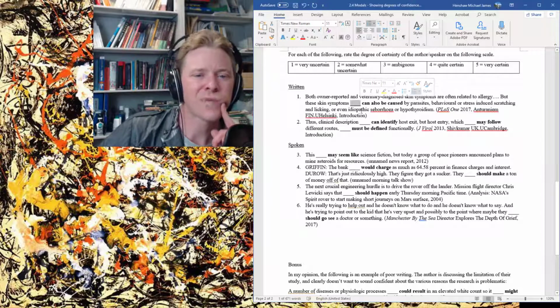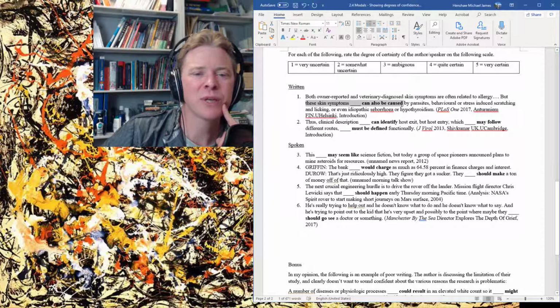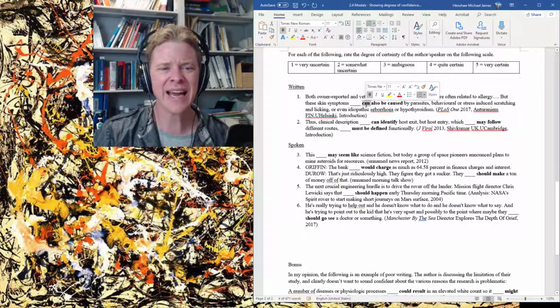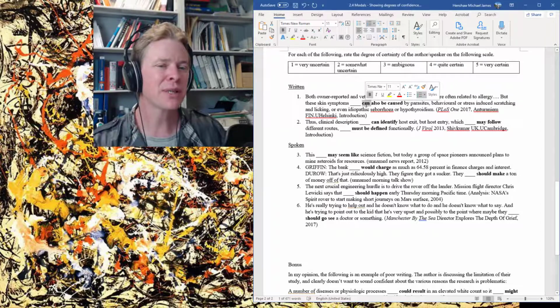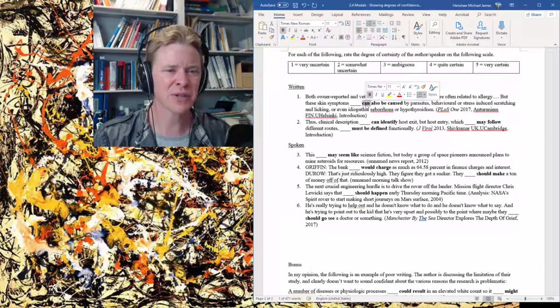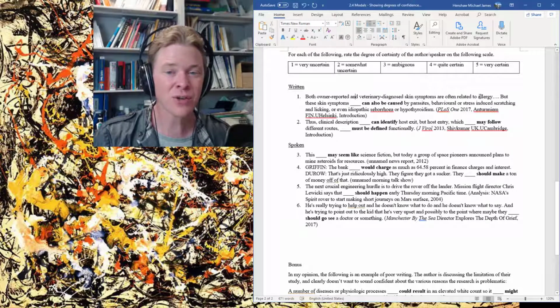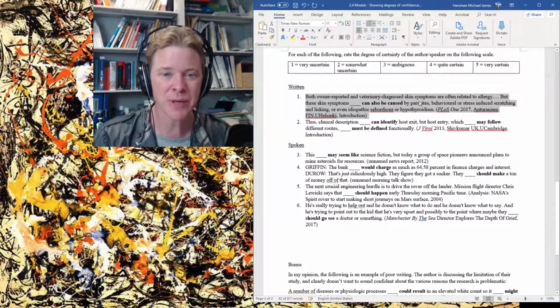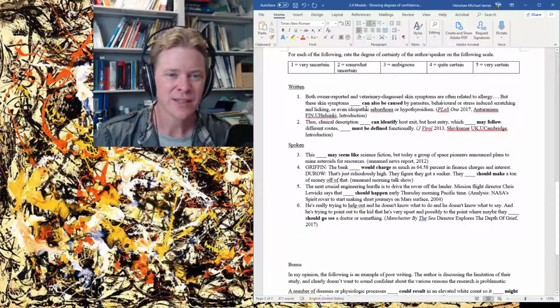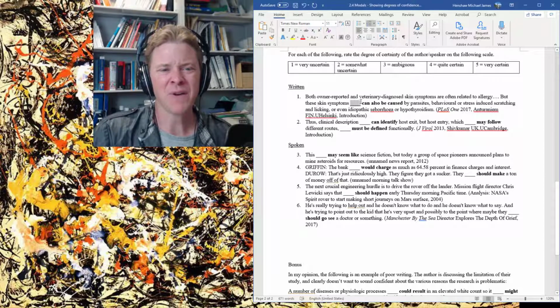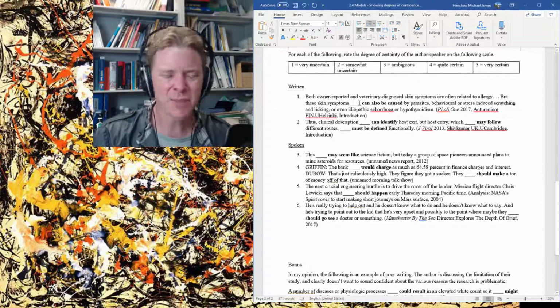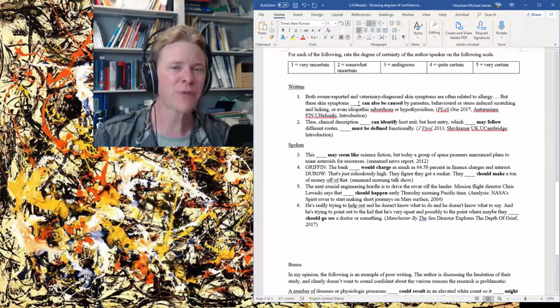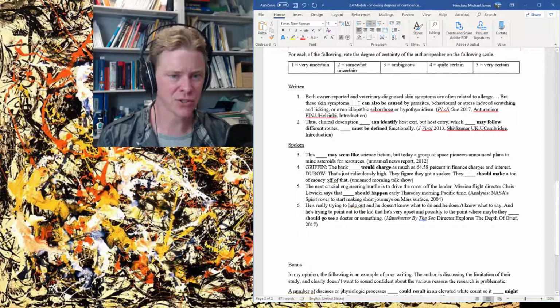What do you think? These skin symptoms can also be caused by parasites. I think it's quite certain, or even very certain. So in this case, can is more about ability rather than probability. So it's just saying that it's often allergy, but it's completely possible to be parasites or something else. So in fact, probably a 5 is the best answer here, but it depends on your point of view. I think 4 or 5 are both correct answers here.